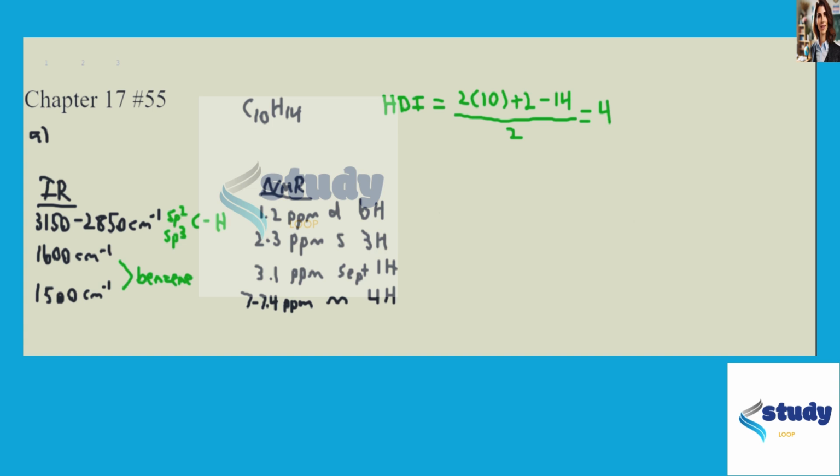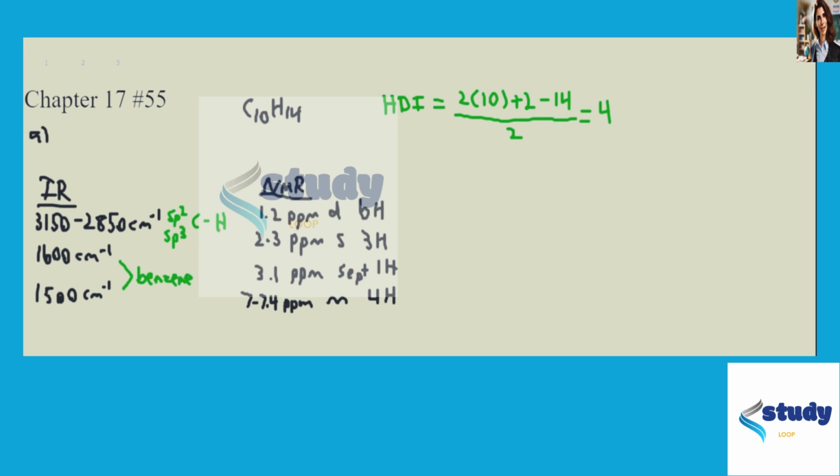I tried to record an answer to this just now, and the video was too long to upload, so I'm going to leave them drawn out to try to save some time. For each of these, I'm going to start by calculating an HDI. For A here, it's 4. I calculated it by 2 times the number of carbons plus 2 minus the number of hydrogens, over 2. And so it comes out to 4.